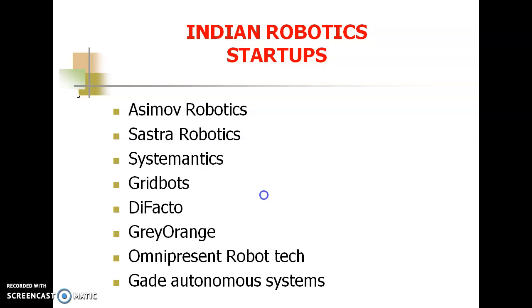So with this, I want to conclude this video. We have so far discussed what the various types of robots are, what an industrial robot is, what the definition of an industrial robot is, how the industrial robot evolved, where we can employ robotics in automation, and what the advantages and disadvantages of robotics are. So, thank you.